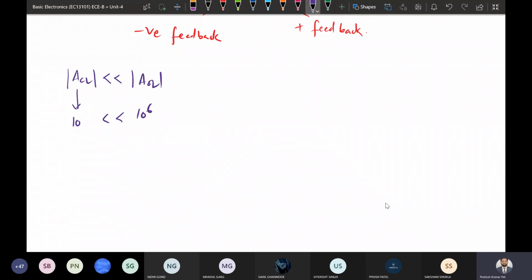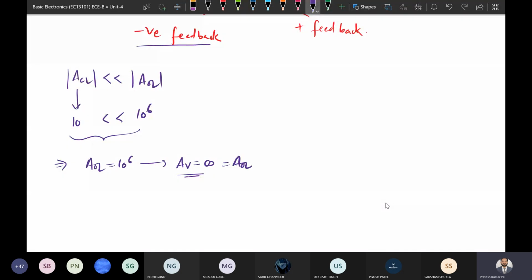We are just analyzing the comparison between open loop and closed loop gains in case of negative feedback. If we compare 10 and 10 power 6, in this case the open loop gain, which equals 10 power 6, is the AV, that is infinity. That means with respect to them, 10 power 6 is very high. So that's why open loop gain can be considered as infinity.